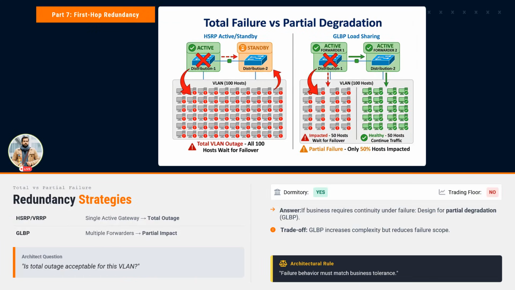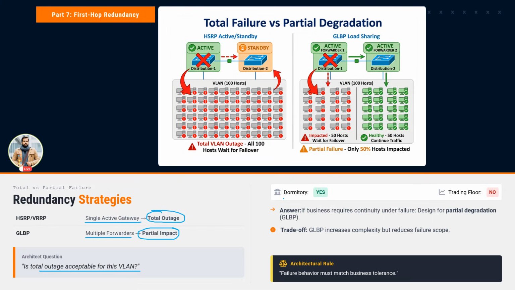What about gateway redundancy? HSRP, VRRP, GLBP? Great question. HSRP and VRRP use a single active gateway. When it fails, the entire VLAN is impacted until the transition completes. GLBP is different. Multiple active forwarders, so failure only impacts a subset of hosts. The question becomes, is total outage acceptable for this VLAN?